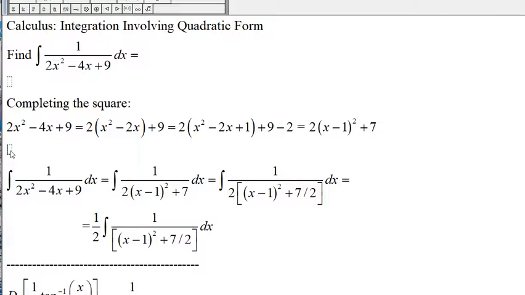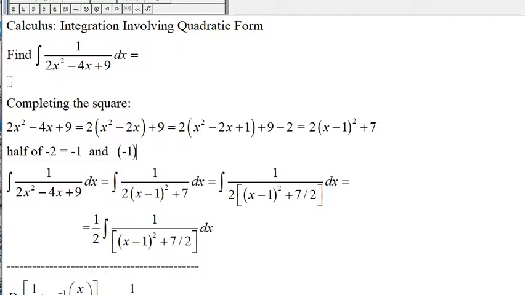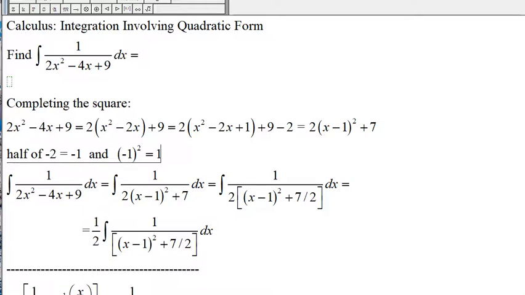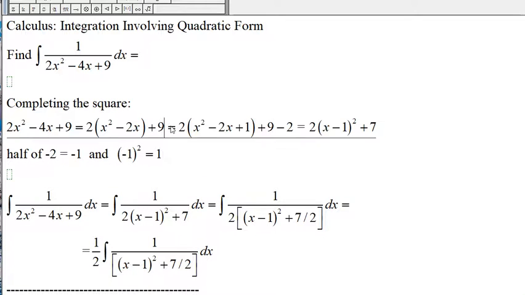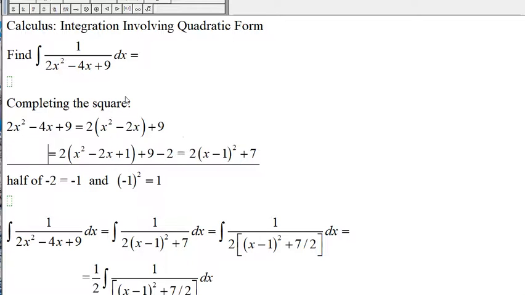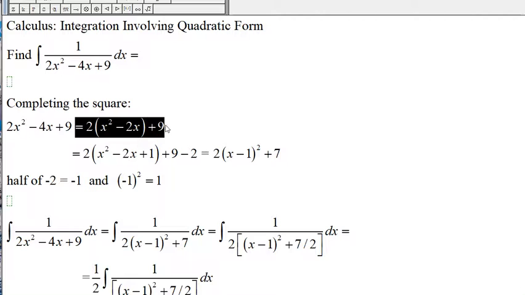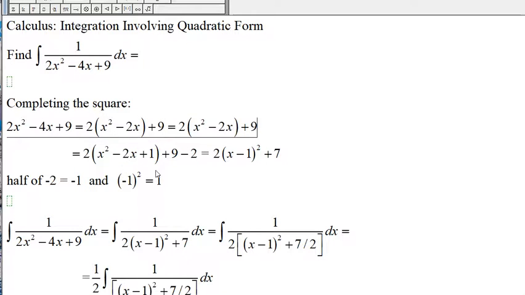And now take half of negative 2, which is negative 1. And then negative 1 squared is 1. And so half of this negative 2 right here, half of negative 2 is negative 1, and negative 1 squared is 1. And so we'll add 1 and subtract 1. So add 1, subtract 1, which is adding 0, so we haven't changed anything.